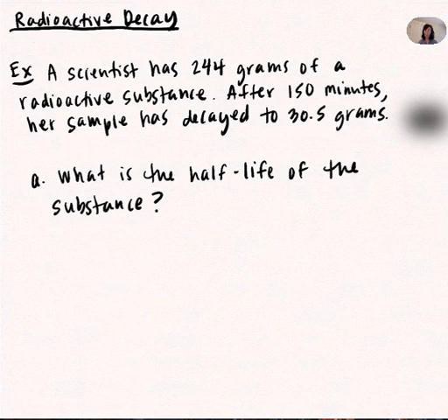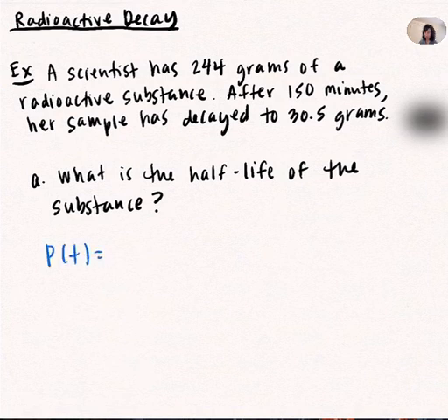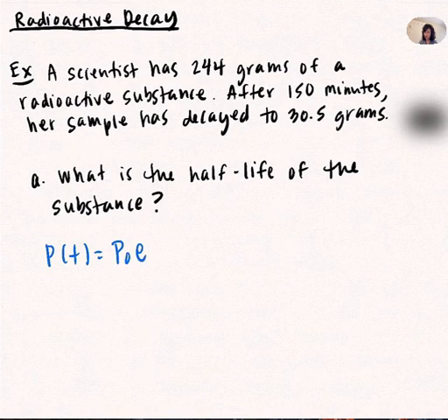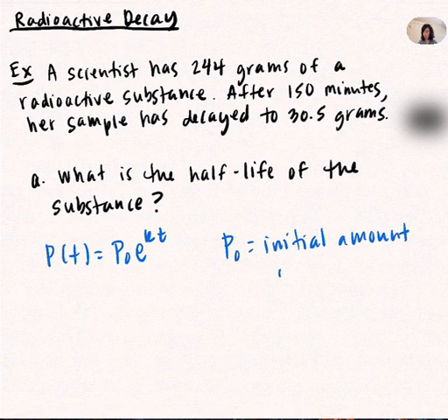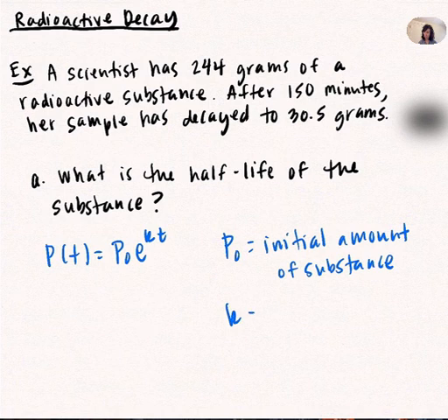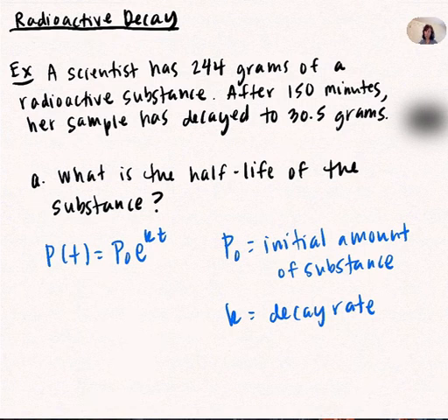So to get started on this problem, it's useful to know that we can model radioactive decay using the following equation. P of T is equal to P naught e to the KT, where P naught is the initial amount of the substance, and K is the decay rate. Now, the decay rate is basically just a constant that tells you how steep your exponential function is.